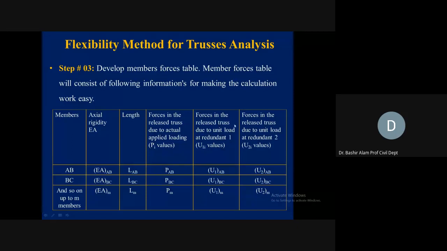Then forces in the released truss due to unit load at redundant location 1. So that will give you U1 for each member. Here you can see U1 for AB, U1 for BC, U1 for this other member, let's say CD, and so on. So U1 corresponds to the small m1 values. And similarly, corresponding to redundant action 2, you analyze the structure and get these U2 values for each member.